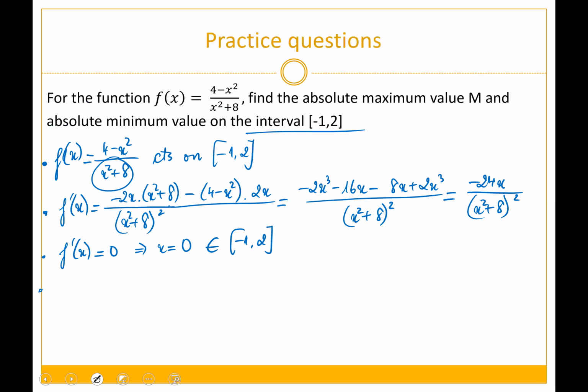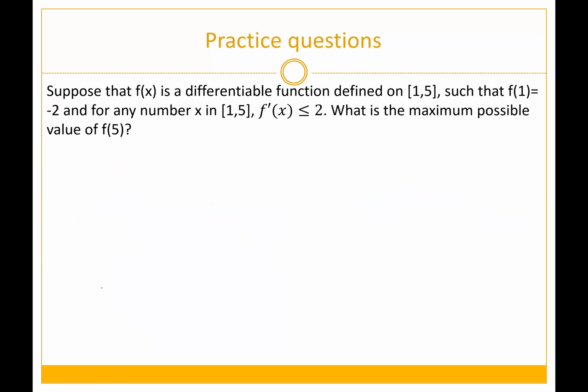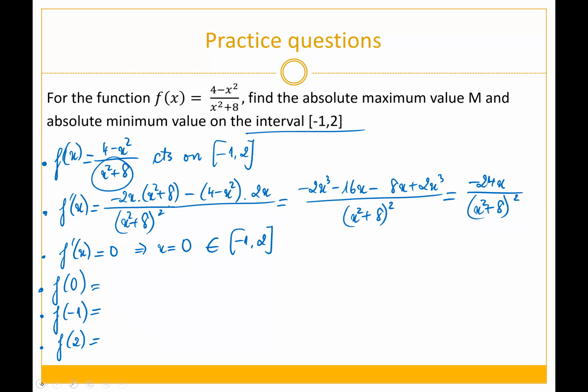Now we only need to find the values at 0, f of 0, f of negative 1, and then f of 2, and see which one is bigger, which is going to be the maximum, and which one is smaller, which is going to be the minimum. So at 0 it's going to be 4 over 8, which is a half. At negative 1 it's going to be 3 over 9, which is a third. Then at 2 it's going to be 0.